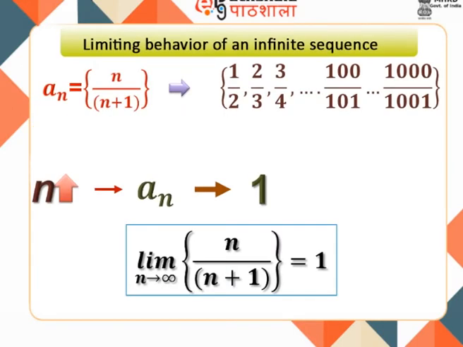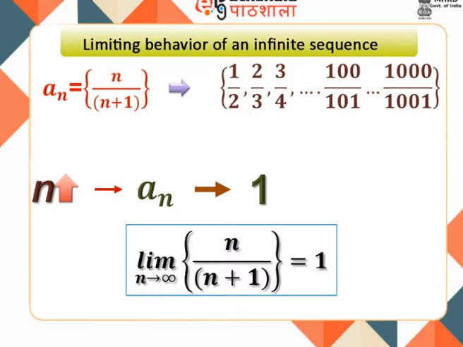Limiting behavior of an infinite sequence. Assume a sequence an = n/(n + 1), where n is a positive integer. Various numbers of this sequence can be written as 1/2, 2/3, 3/4, and so on, 100/101, and so on, 1000/1001, and so on, for n = 1, 2, 3, and so on.